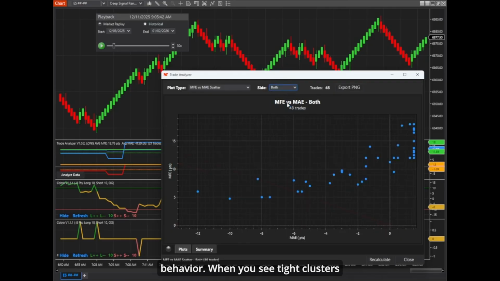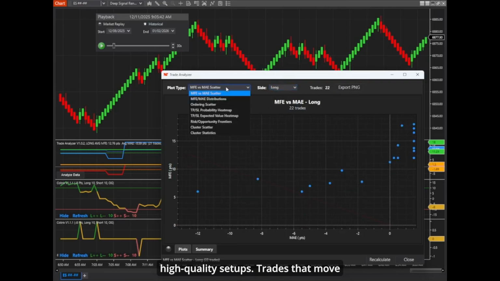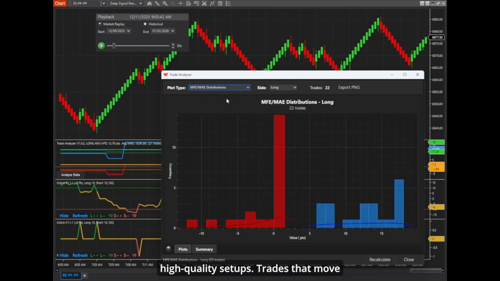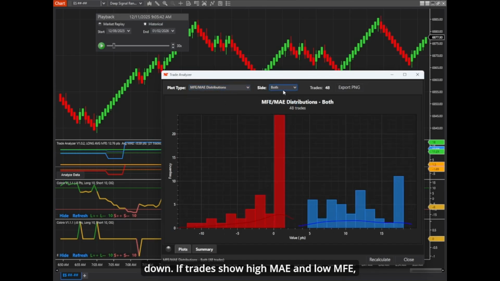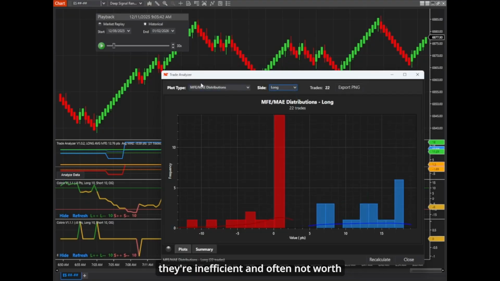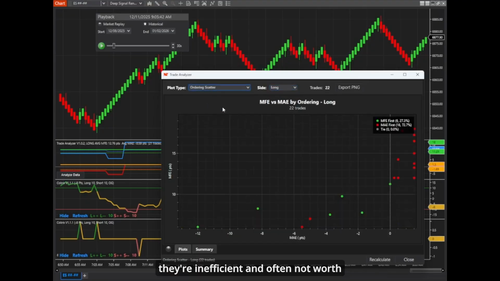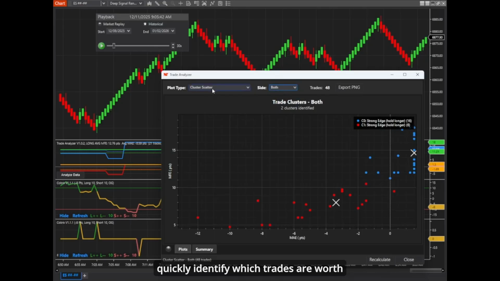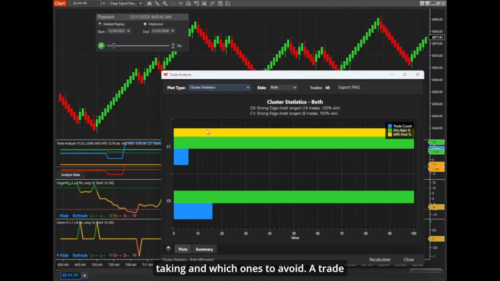When you see tight clusters with high MFE and low MAE, those are high-quality setups, trades that move quickly in your favor with minimal drawdown. If trades show high MAE and low MFE, they're inefficient and often not worth taking. And if the points are widely scattered, it indicates an inconsistent edge. This visualization helps you quickly identify which trades are worth taking and which ones to avoid.